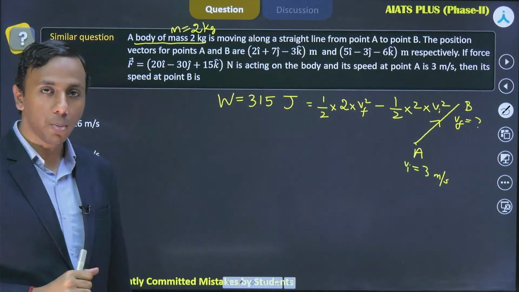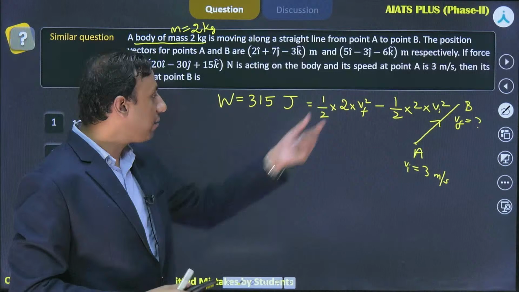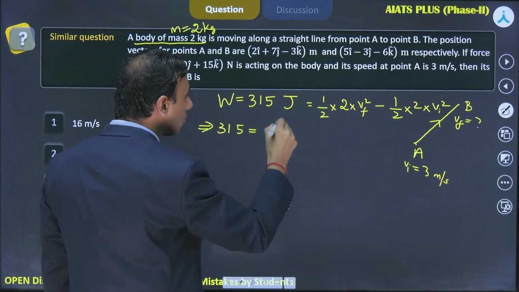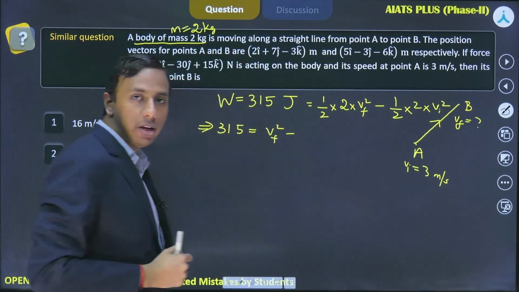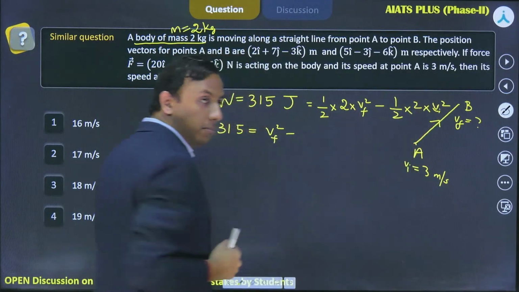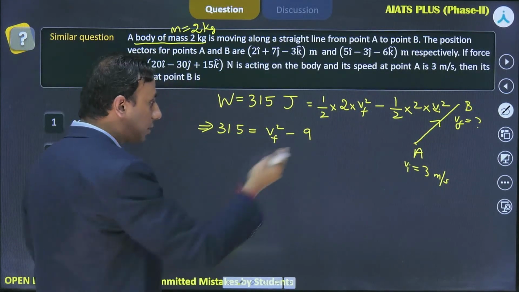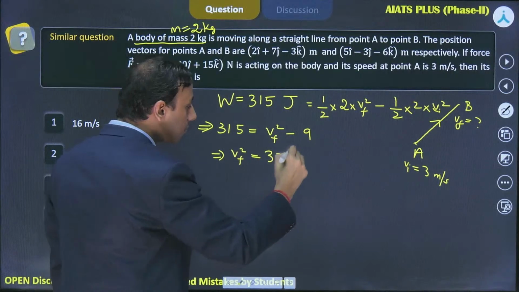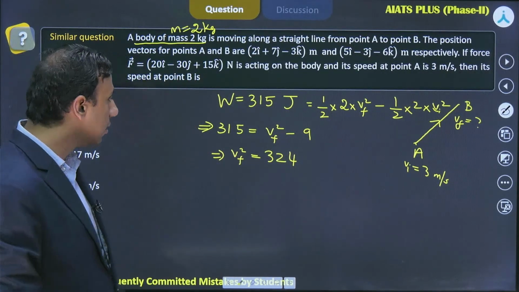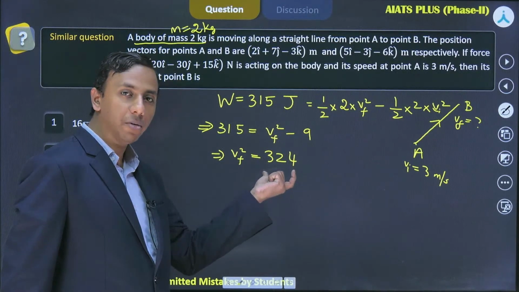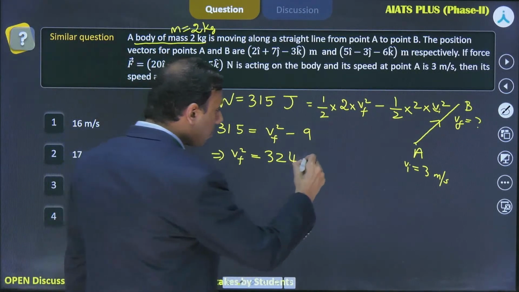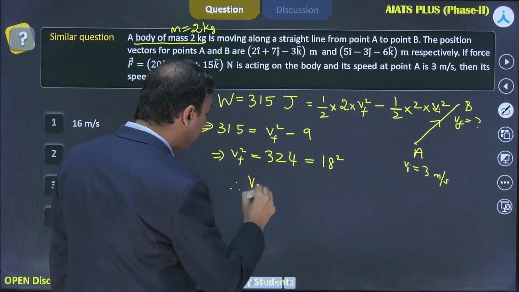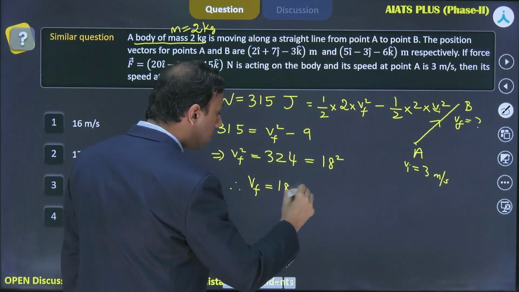All right. So I hope everyone is okay with this one. So 315 is equal to, all right, so what does it become? 315 is equal to V final square minus 2 cancel, V initial is 3, and 3 square will become 9. Take this to the side. So that means V final square would become 324, right? 315 plus 9, and what is this one? 324 is a perfect square of which number? 18, right? So that means we can finally say that V final, how much? 18 meter per second.